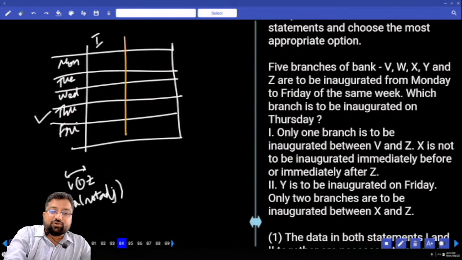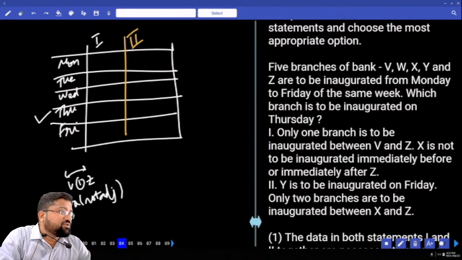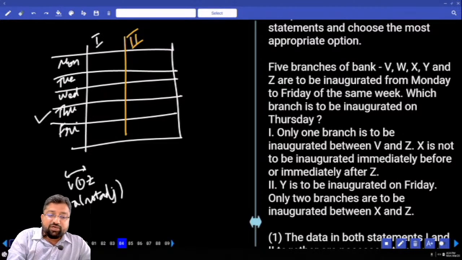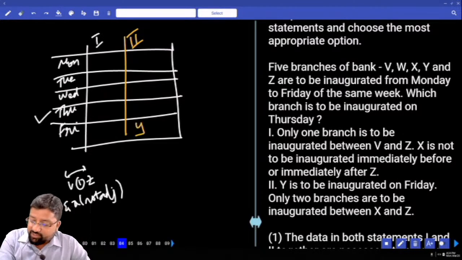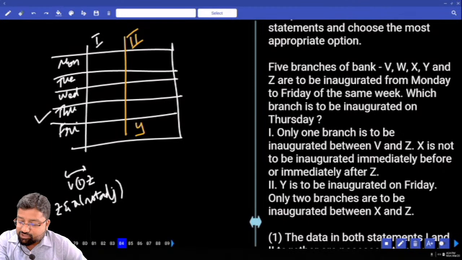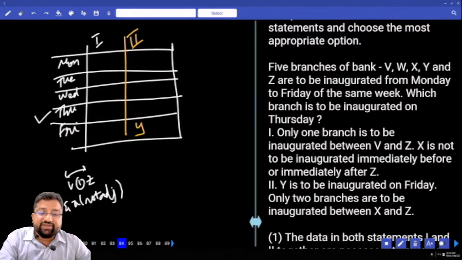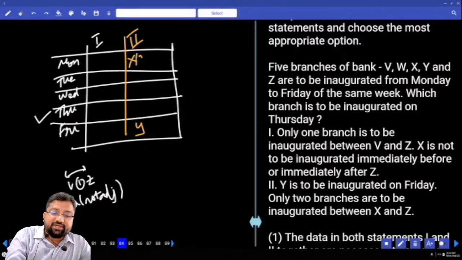Now, I'll go for statement 2 separately. What is 2? Y is inaugurated on Friday. Only 2 branches are to be inaugurated between X and Z. Only 2 branches between X and Z. This is the possibility that I have.